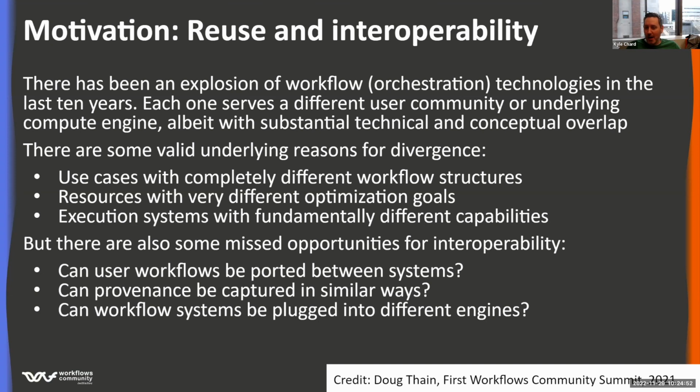There are some valid underlying reasons for divergence when you think about the user communities and the ways in which different users like to express workflows, down to the resources on which those workflows are running. Inherently those resources and the optimization goals that are expressed in the actual workflows can be quite different. The types of workflows and the scales of workflows, the types of tasks they're orchestrating, et cetera, can be quite different.